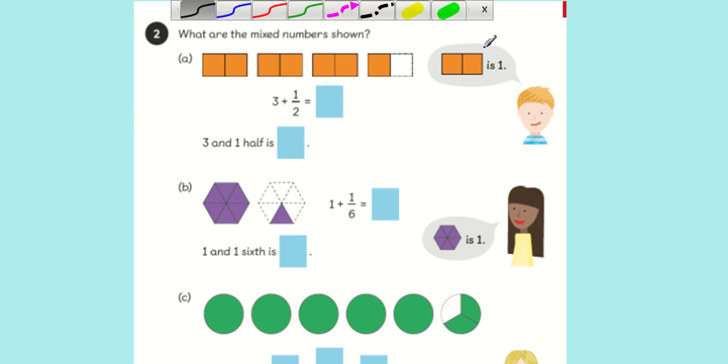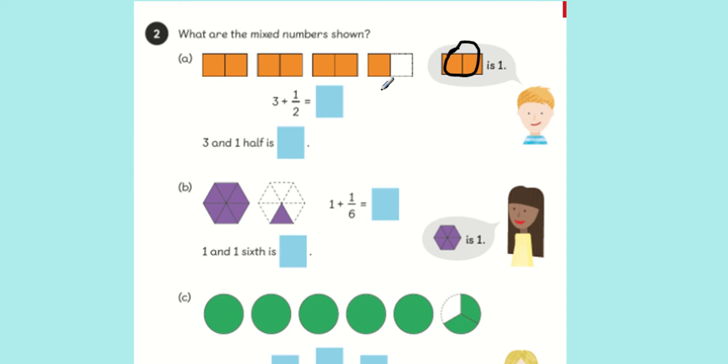So we've got a helpful thing here that 2 blocks is 1. So we've got 1, 2, 3, 3, and a half is shaded in on this one. Just half is shaded in. So 3 plus a half equals this mixed number here, 3 and a half. That's how we say it, 3 and a half.